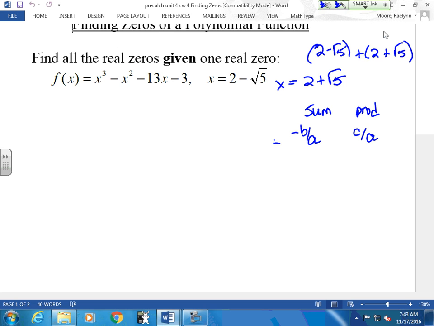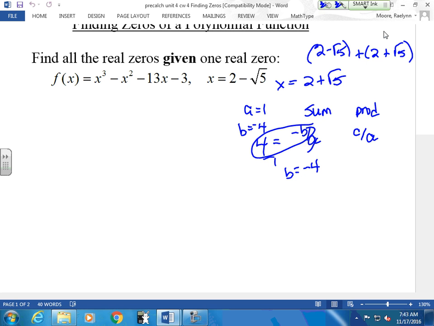What is the sum? 4. Do it in your calculator. 4. The radicals go away. So now, we let a equal 1. Therefore, what's b equal to? Negative b is equal to 4, so b is negative 4.